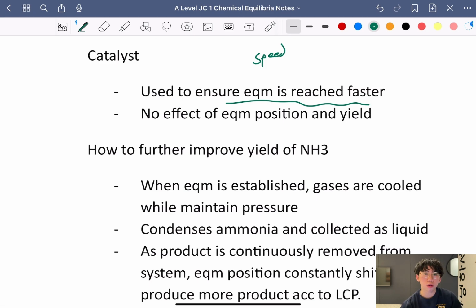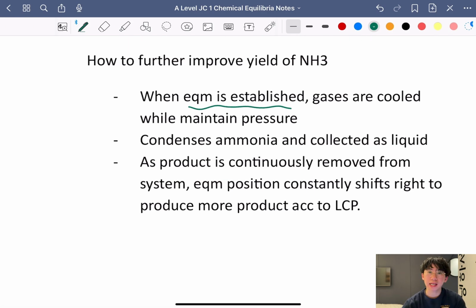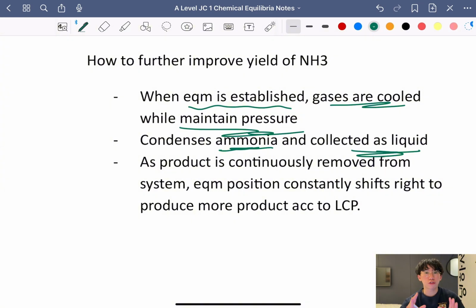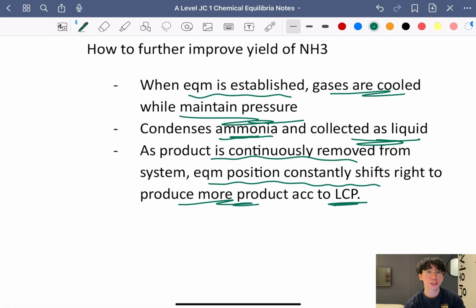But how is the yield of NH3 or ammonia improved further in the industrial process? Well, when you establish equilibrium, the gases are actually cooled while maintaining pressure. And when you cool the gases, you condense ammonia and you collect it as a liquid. Because of that, when you constantly collect ammonia from the system, the concentration of your product is always going to be low and close to zero, and therefore your equilibrium position is constantly shifting to the right. You're always favoring the forward reaction in order to produce more product according to Le Chatelier's principle.